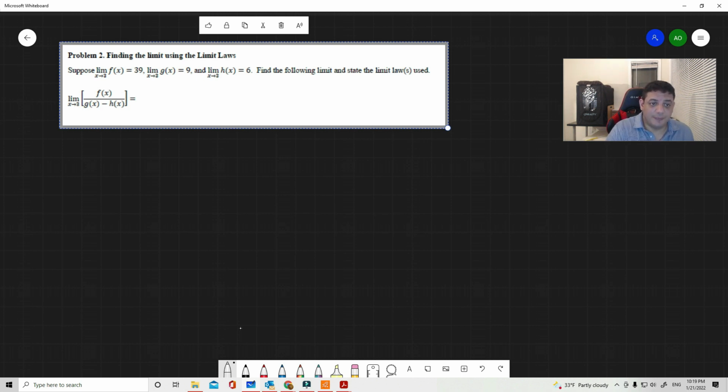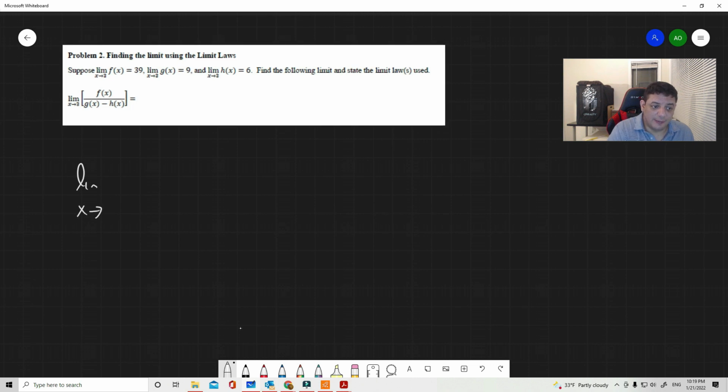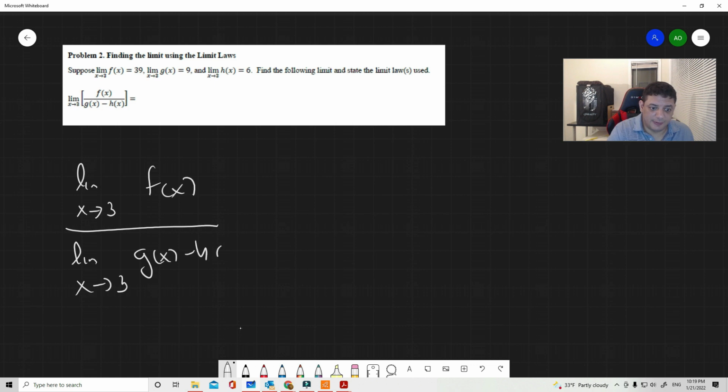So clearly, as you can see here, we have a quotient and we have a subtraction. The bottom, g of x, goes to 9 when x goes to 3, and h goes to 6, so I don't anticipate that this is going to become 0, and so I can split this into a quotient of limits. I can split this into this, and this is by the quotient rule of limits.